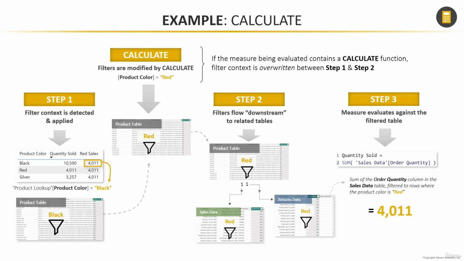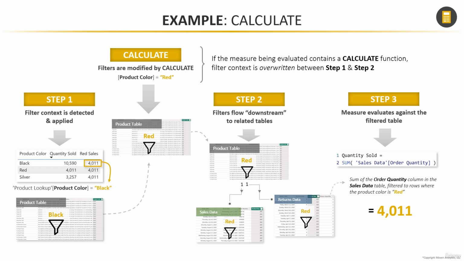And then from there, the measure is finally evaluated. In this case, the quantity sold, which is the sum of the values in the order quantity column from that final filtered sales data table, right? That's what is evaluated.